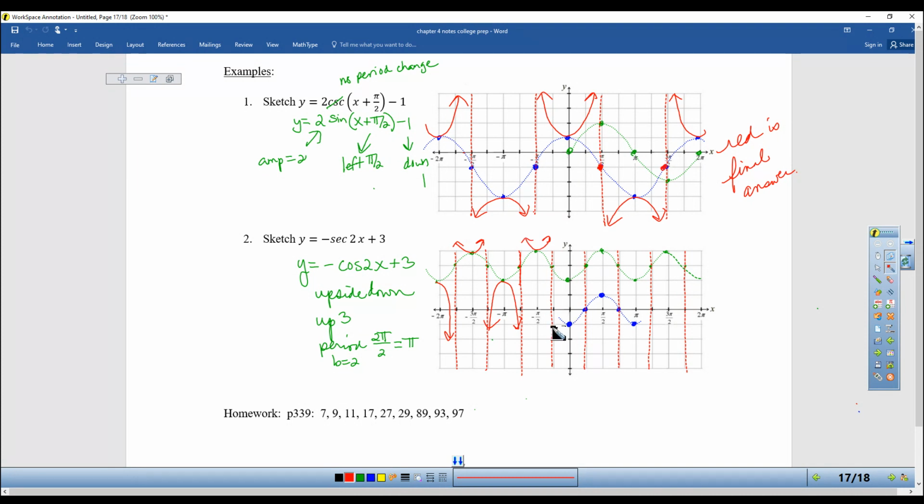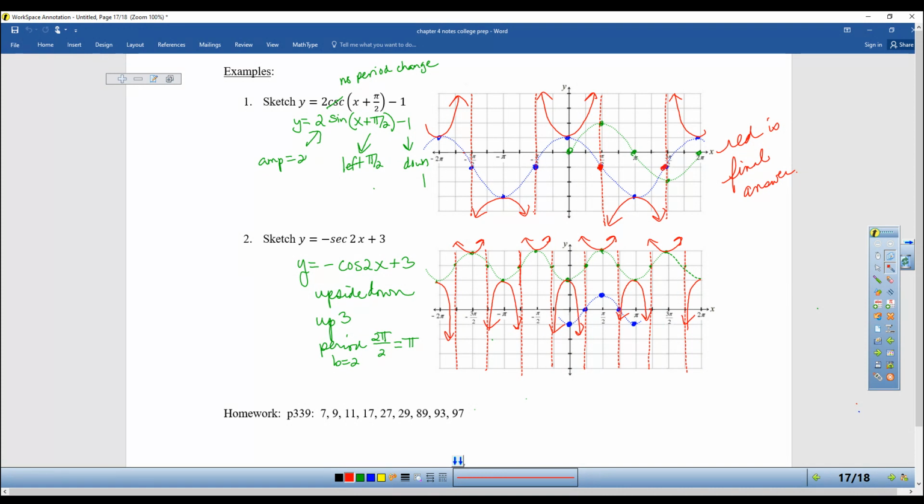And this red one is my final answer. Some people even go back and erase the blue one. That would be fine if you erase the blue one, but don't erase the green one. I want to see that. If you've made a mistake, at least I can give you some partial credit and say, oh, they knew what they were doing, but they made a mistake along the way.